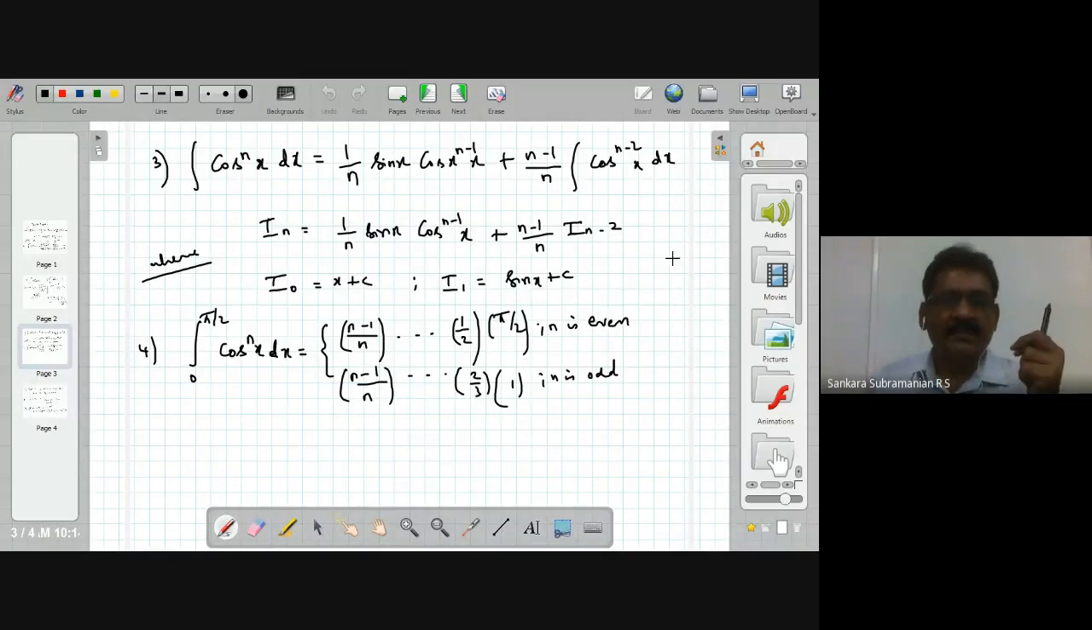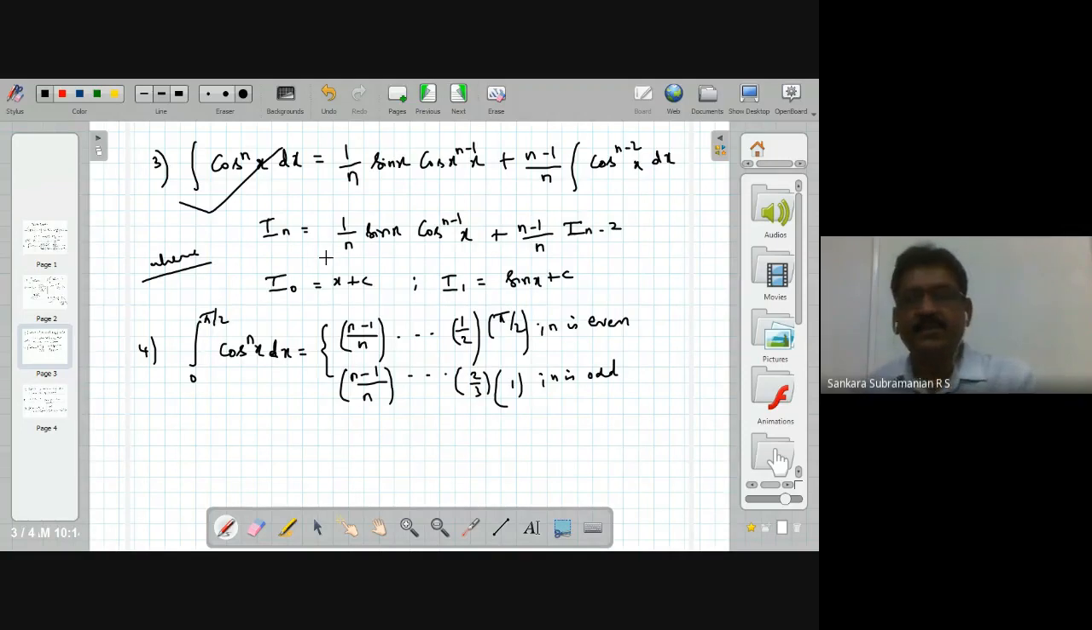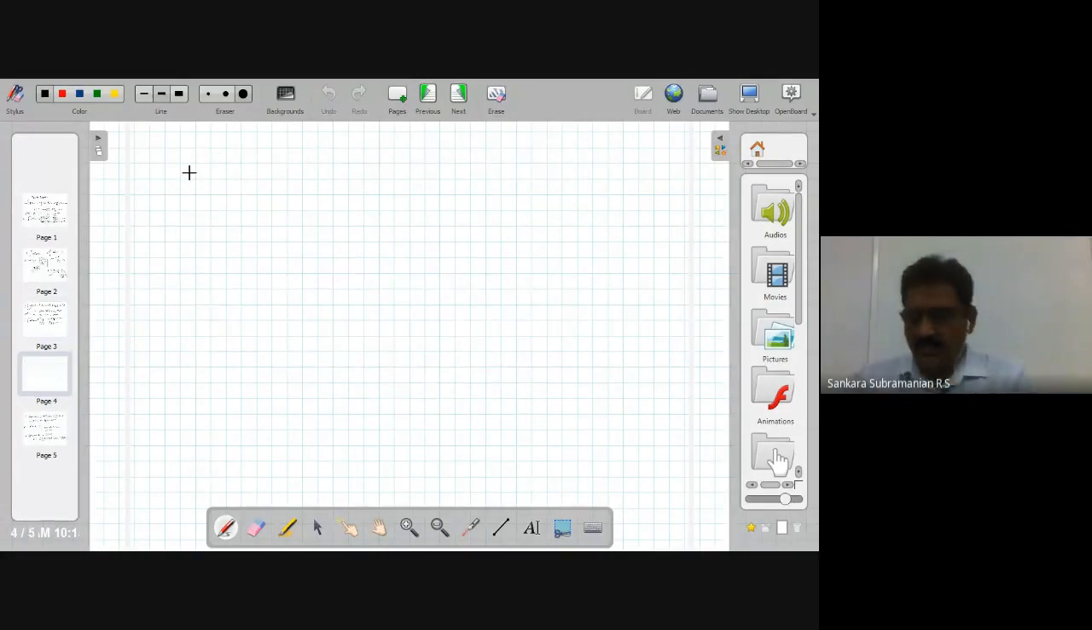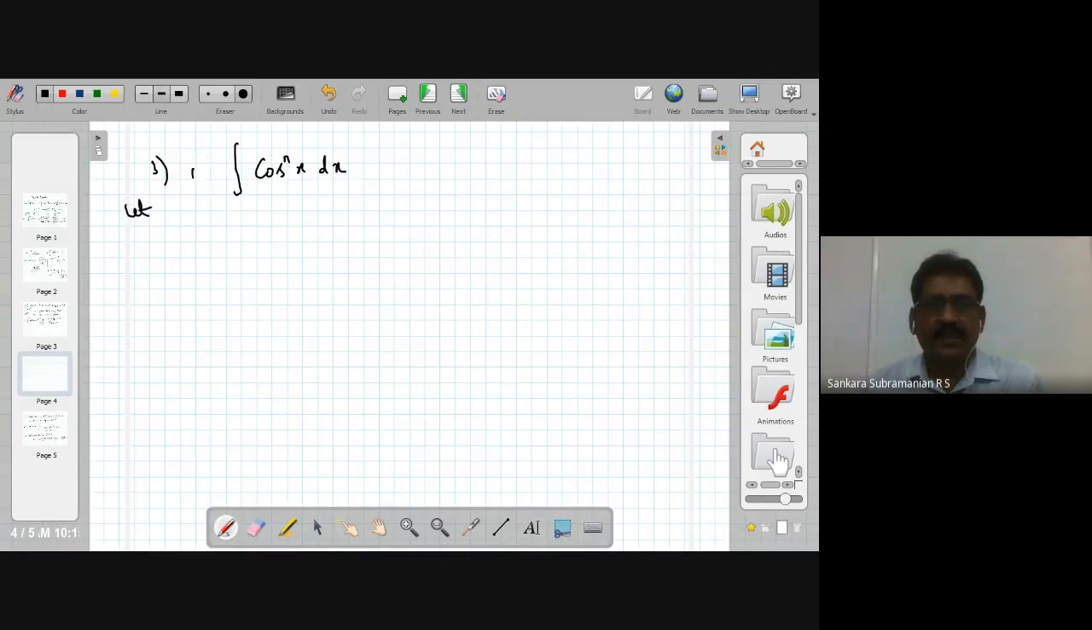We'll check it later. Shall we move on to deriving this one, cos power nx dx, using integration by parts? Shall we do it? Yes, sir. Start. So the question is: find the reduction formula for the integral of cos power nx dx. That is the question. So we are going to write the reduction formula for the integral of cos to the power nx dx. Usually we let I suffix n be the integral of cos to the power nx dx.